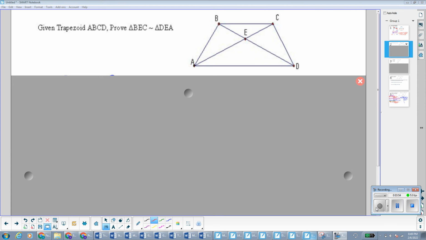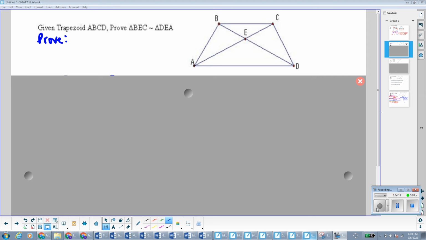Let's take a look at this example for a second. Notice that all this example is asking us to do right now is to prove that triangle BEC is similar to triangle DEA. Take a few seconds, pause the video, and think about how you might do that, and write out your two-column statement reason chart proving the two triangles similar. After that, we'll take it a step further.